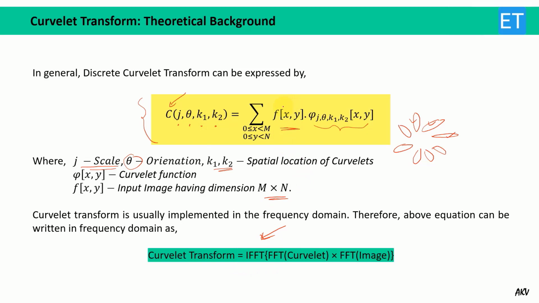So you can see that f(x,y) is the image. We find the Fourier transform of this image, then multiply it with the Fourier transform of the curvelet, and then take the inverse Fourier transform of the whole product. So you get the curvelet coefficient C for a particular scale j and orientation theta.